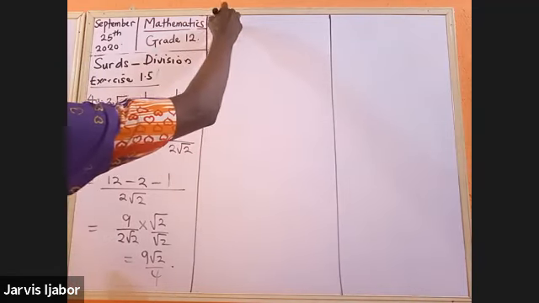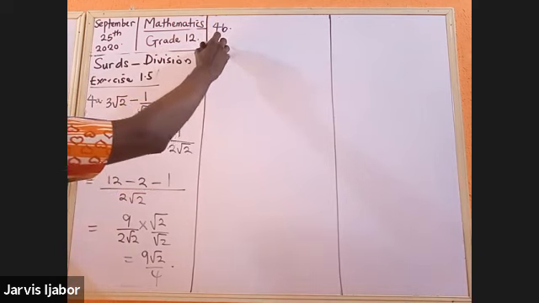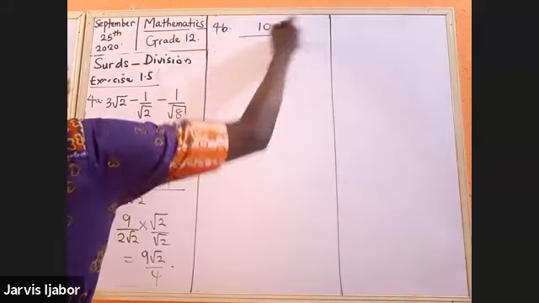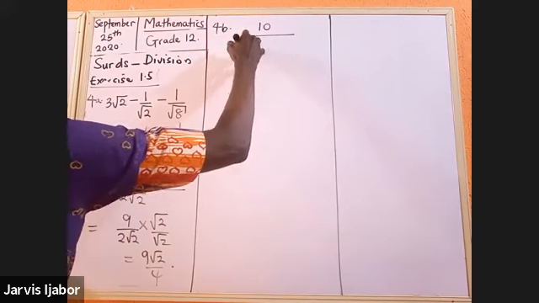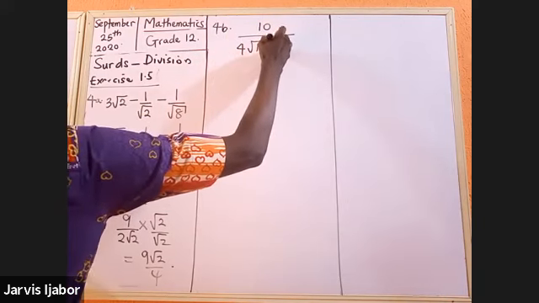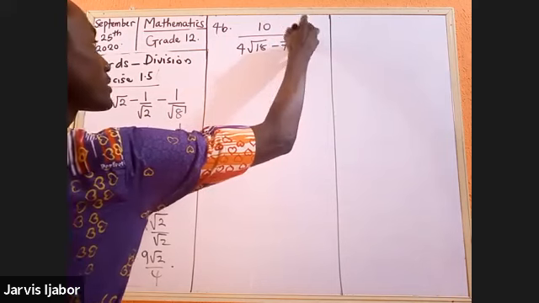So let's go to 4B. In 4B, we have that 10 over 4 root 18 minus 7 root 8.